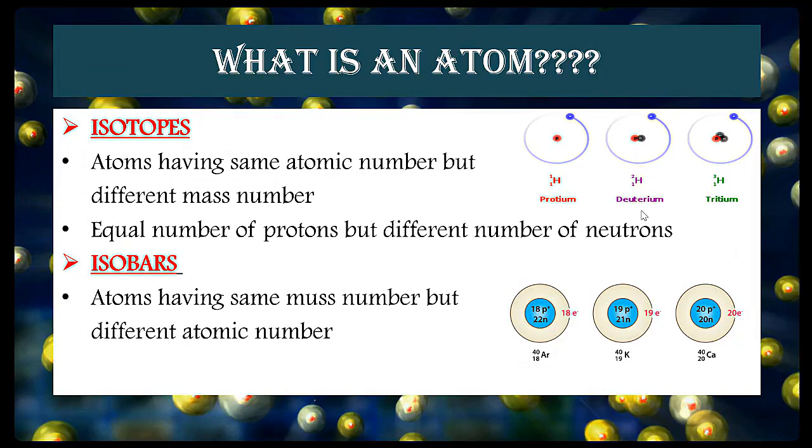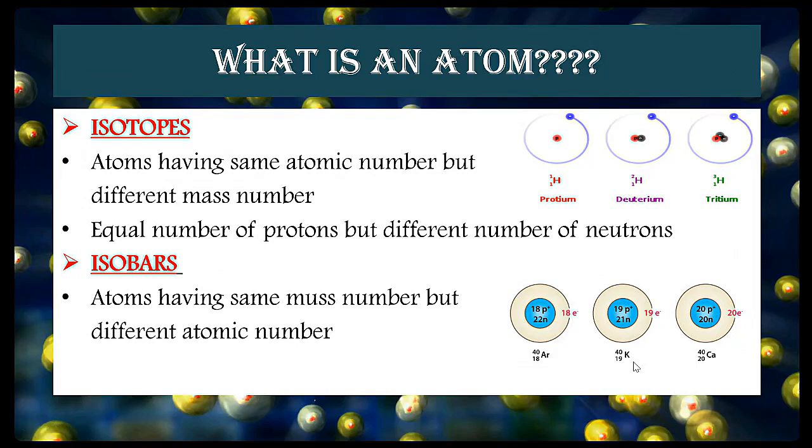We have something called isotopes, isobars and so on. An isotope has the same atomic number, but the mass number is different. Here you can see for protium, deuterium and tritium, the atomic number is the same, whereas the mass number is different. That means the number of protons is the same, but the number of neutrons is different.